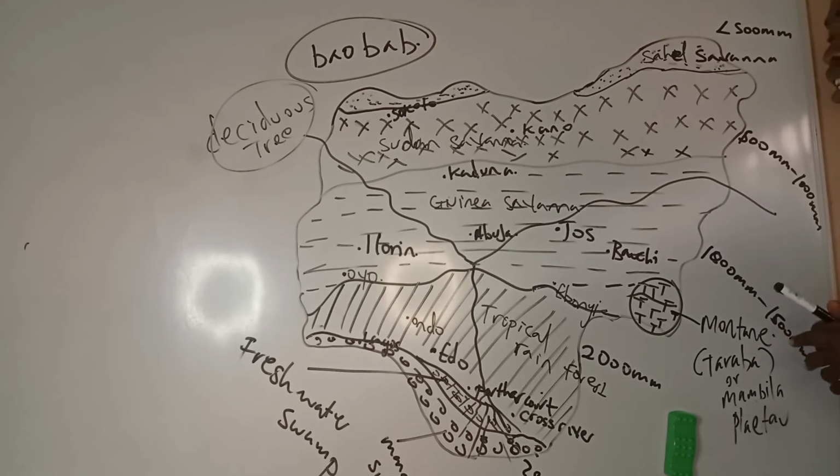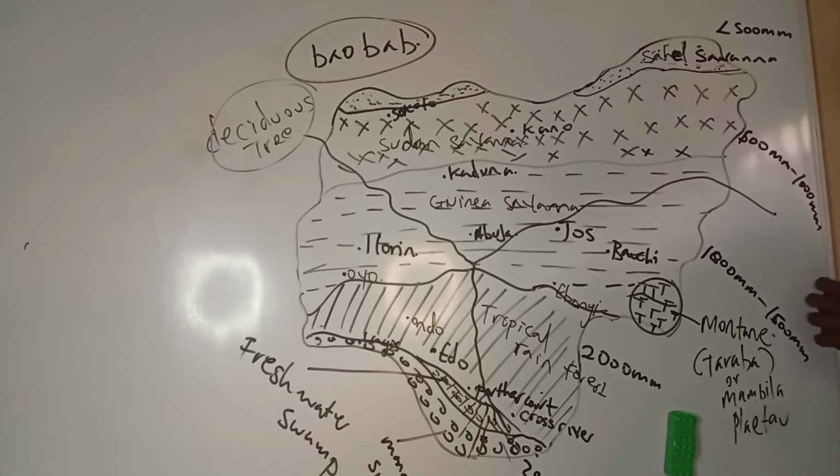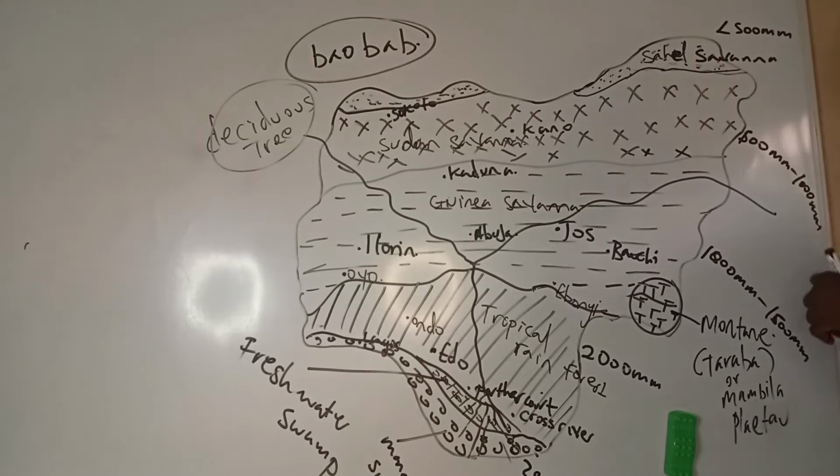Now, the extent of the drought season is higher than any other savanna I've looked at so far, or any other vegetation we've looked at. It usually has some very short trees, referred to as shrubs. Now, these trees are deciduous. What do I mean by deciduous trees? Deciduous trees are found in the Southern Guinea Savanna, but more in the Sudan Savanna. Deciduous trees are trees that can shed their leaves during drought season.